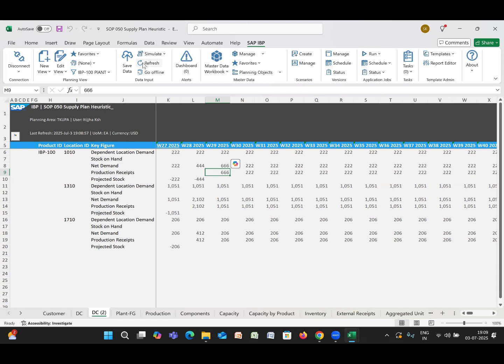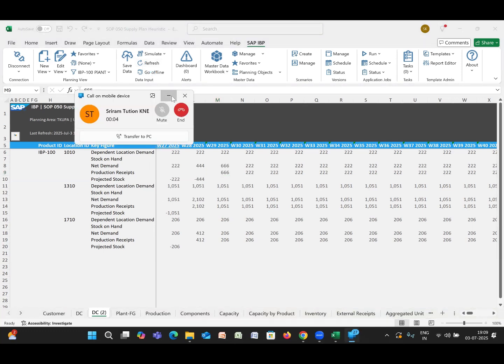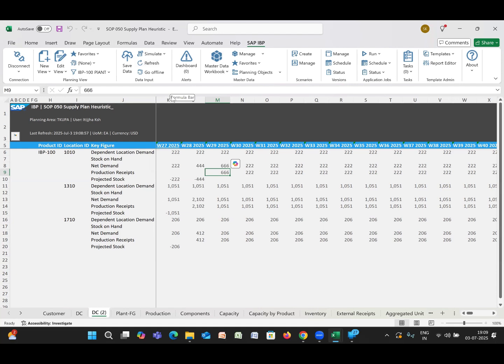Now it's changed to minus 444. And then look at the production receipt of the third week, 666. So why is it 666 now? Because now we have demand from week 27, week 28, and then week 29. So altogether it is 666. So net demand is 666, and the production receipt is 666.